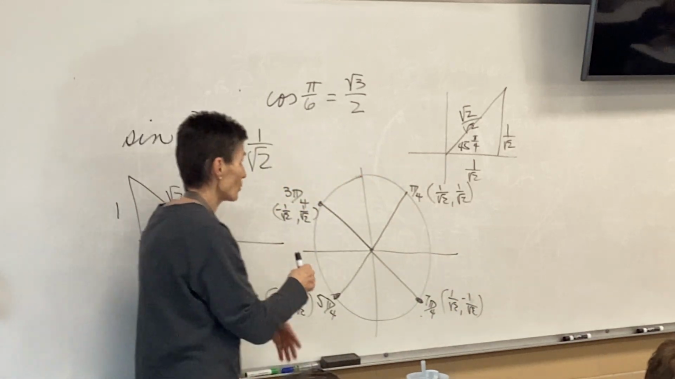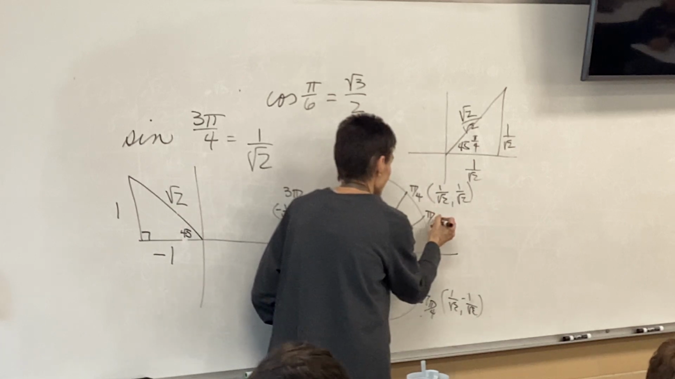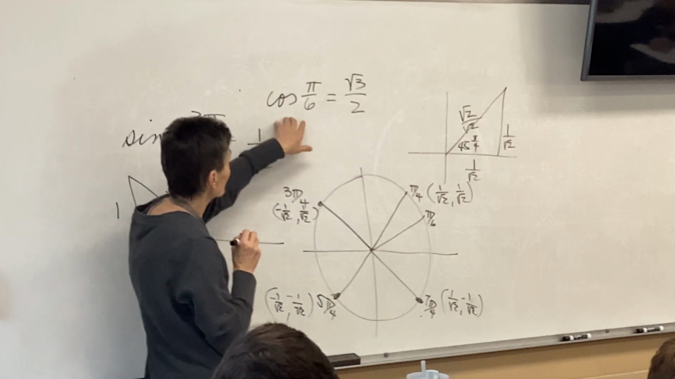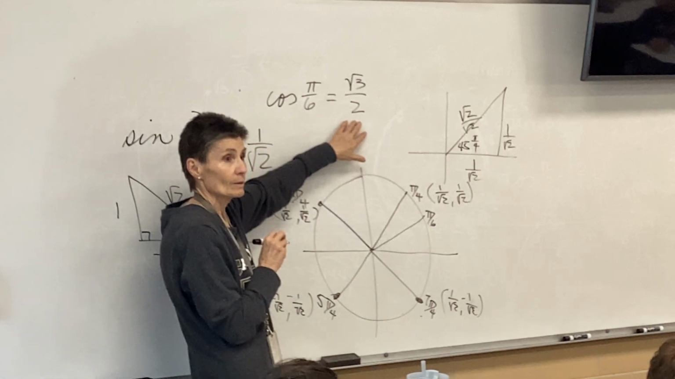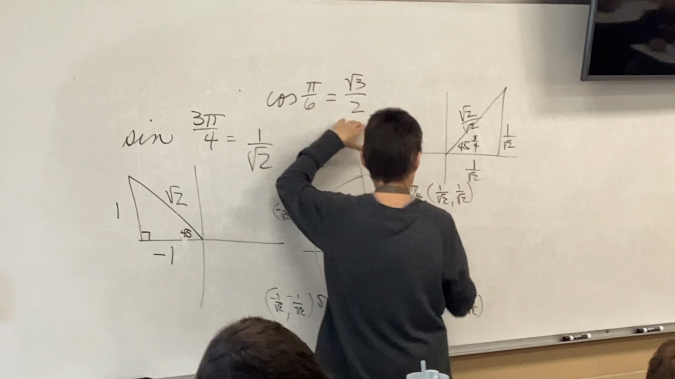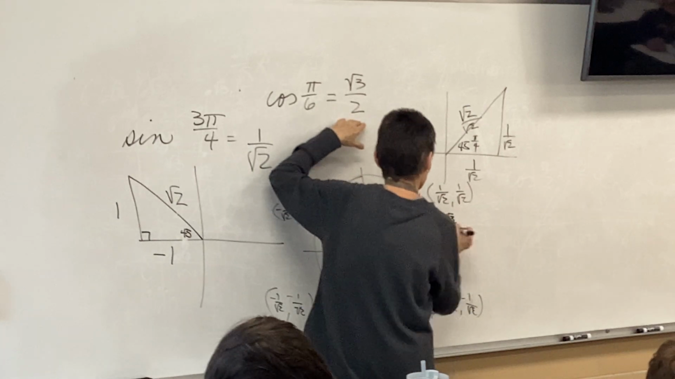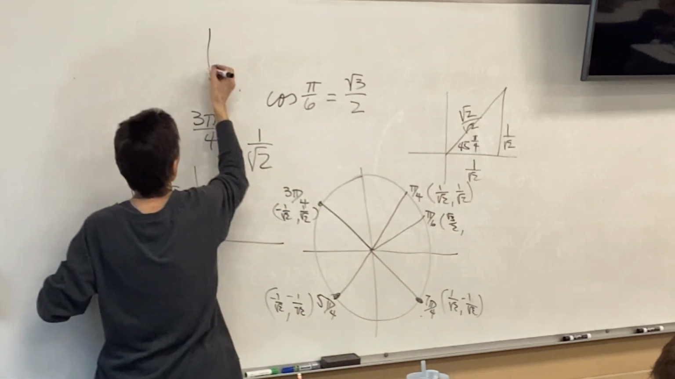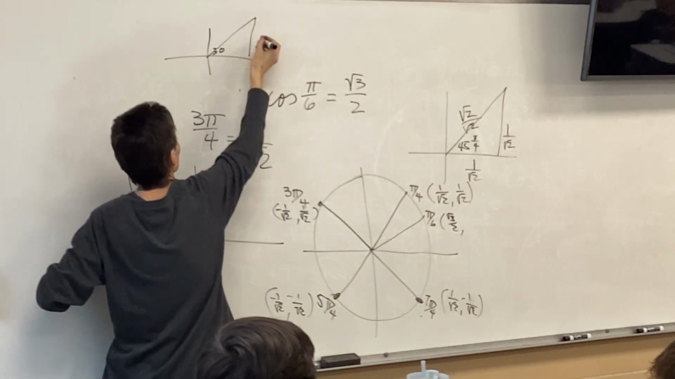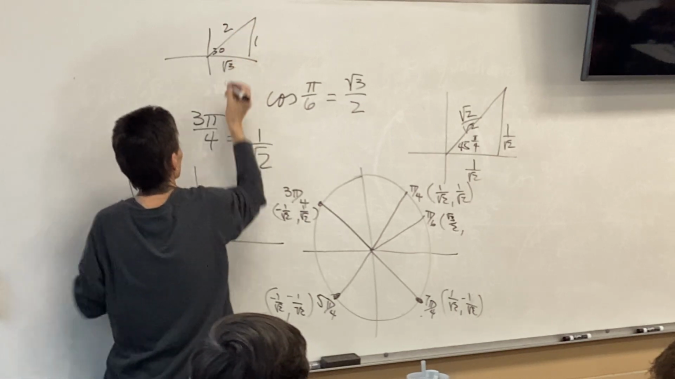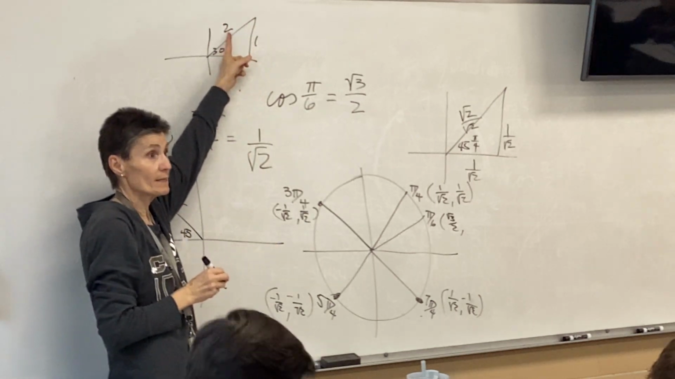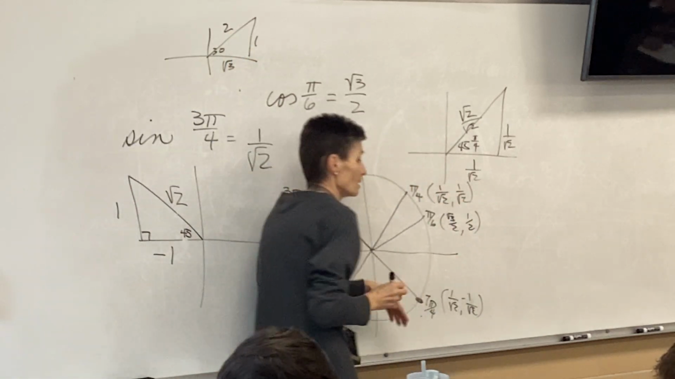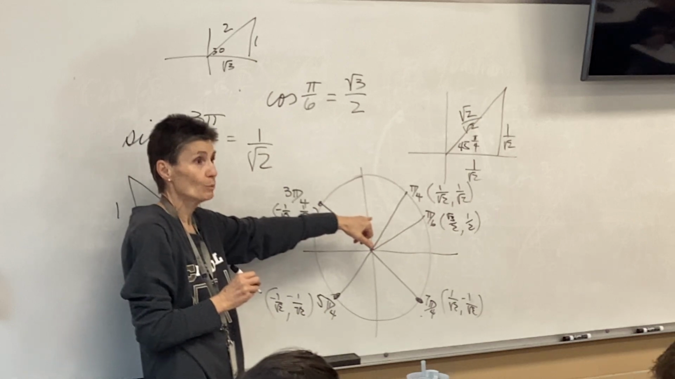Okay? So let's go ahead and do the 30s now. The 30s. What's the cosine? Root 3 over 2? What's the sine of 30? Well, I need to figure that out. The sine of 30 will be 1/2. So that's the point root 3 over 2, 1/2.